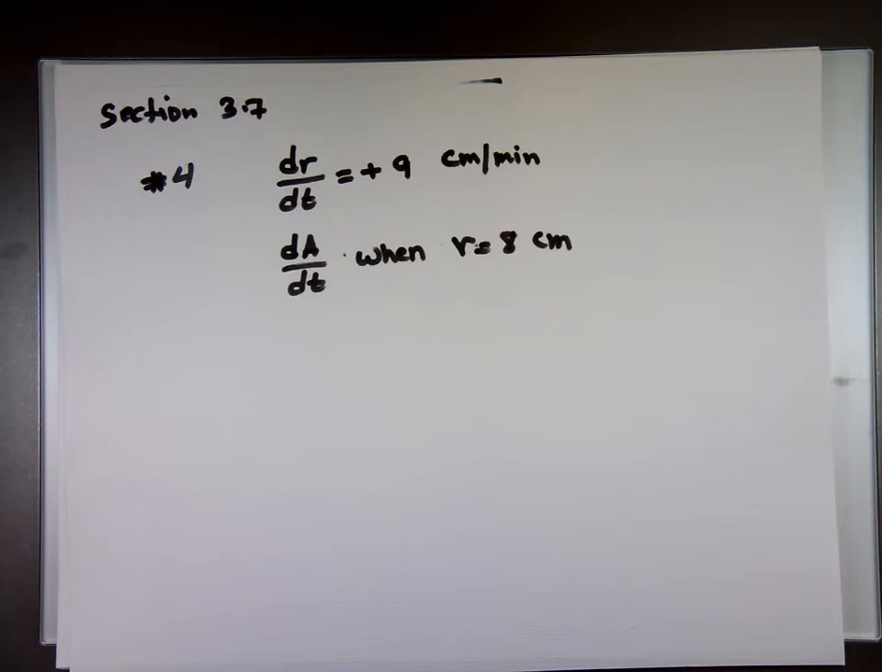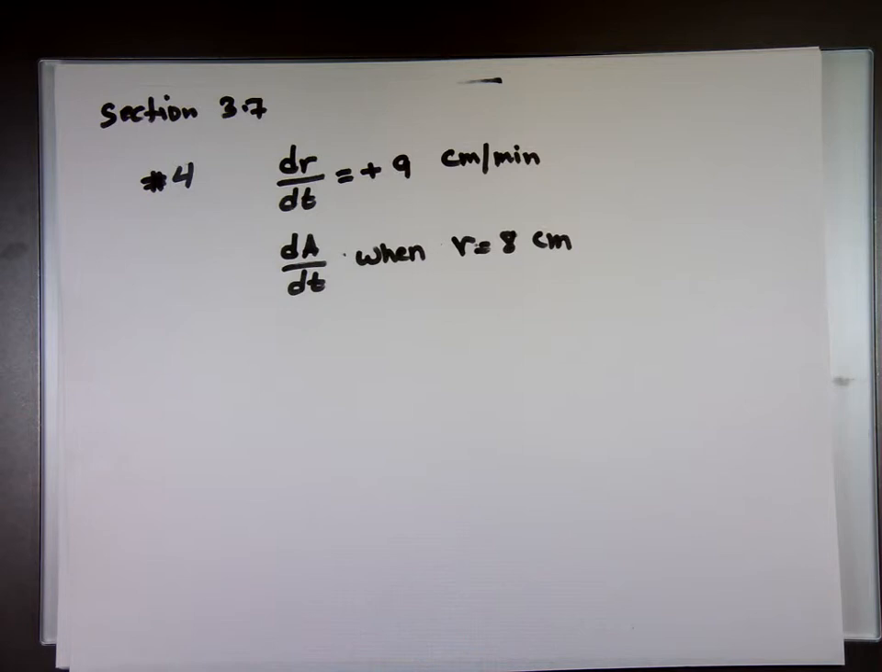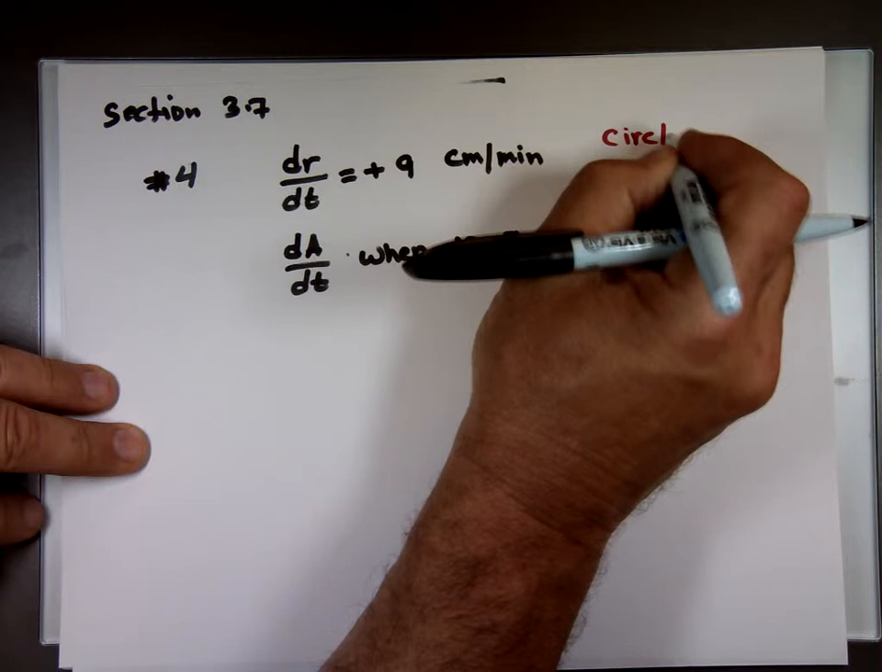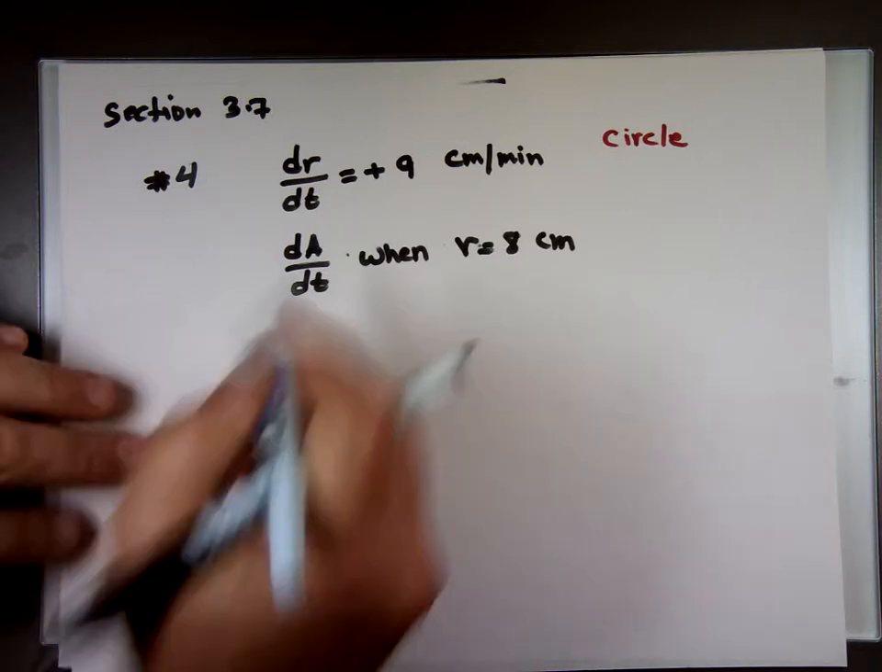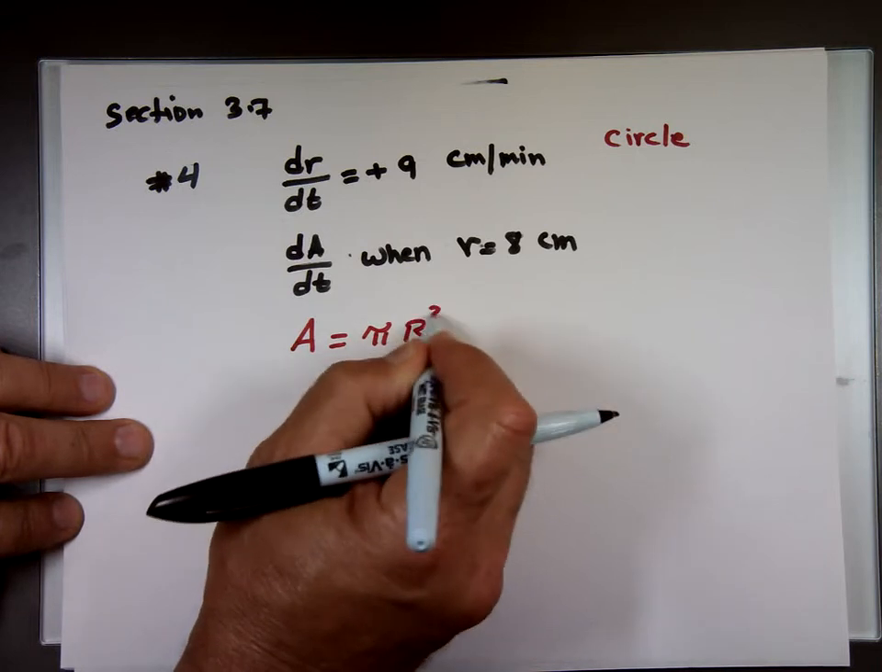First thing, I need to find an equation that will tie the area to the radius. We're talking about a circle. The problem states we have a circle. Is there an equation that will tie the area to the radius? What's the area of a circle? Pi r squared.